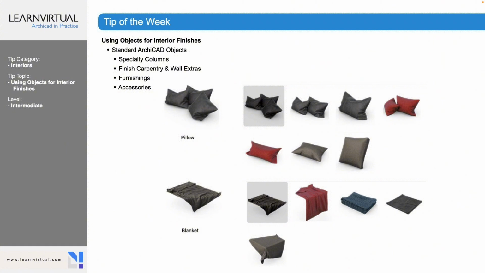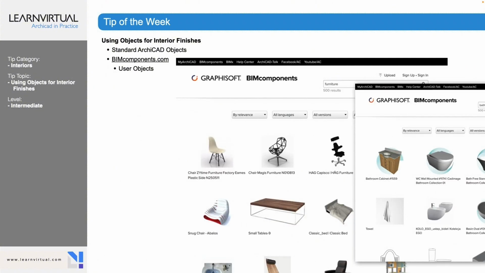With that said, there are also accessories you can add on to Archicad. They're in the Archicad library, like pillows and blankets. They're really great to add a little bit of a touch of finishes to your renderings and projects. But there's also a lot of other options out there for objects as well.